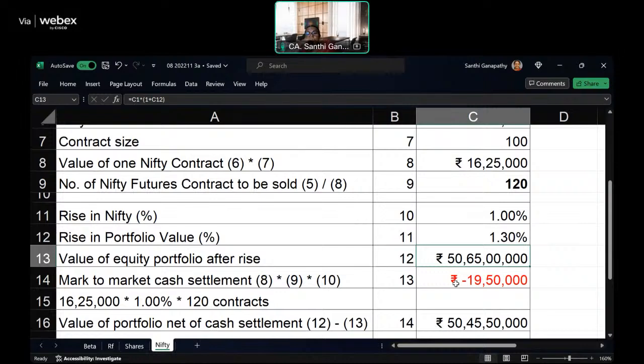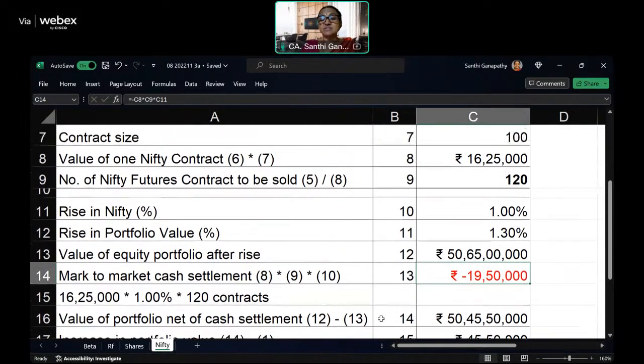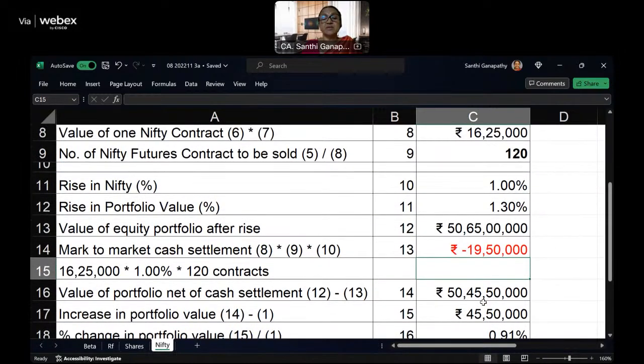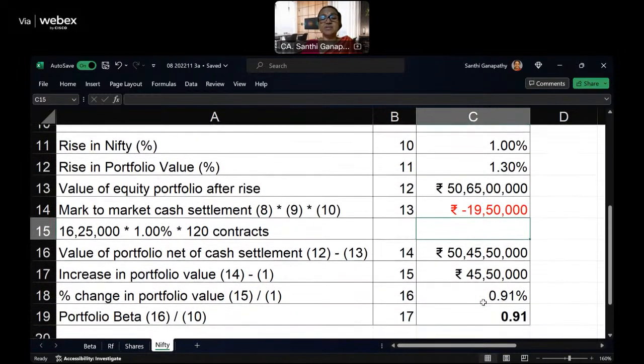You have gone short. If you have gone short and the price goes up, you have a loss. So value of portfolio, net of cash settlement. This 5065 you have as the value of the equity portfolio. 1950 you have settled because of mark to market. So apart from this, considering this cash settlement, what is the value? What is the increase? What is the change? What is it you wanted? You also wanted 0.91. So you have achieved what you wanted.